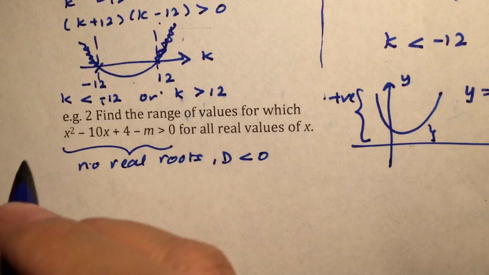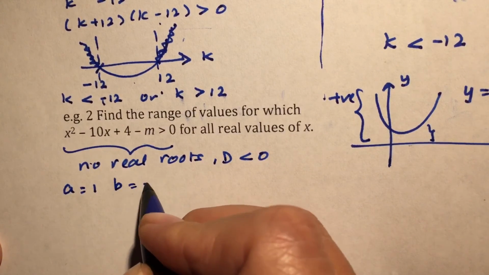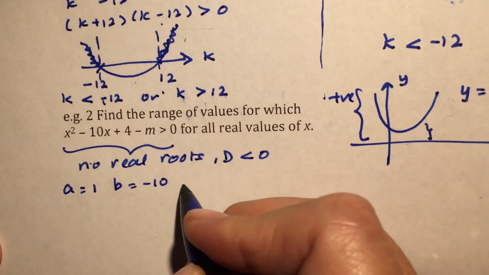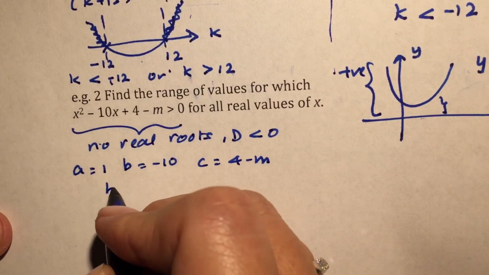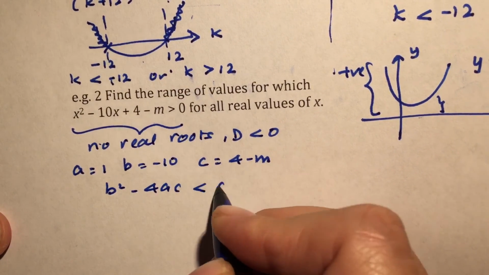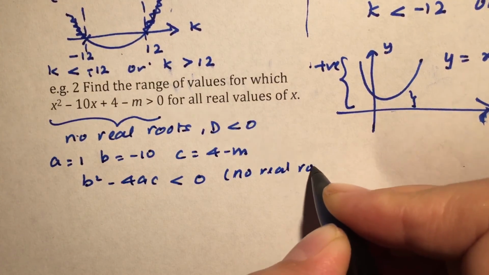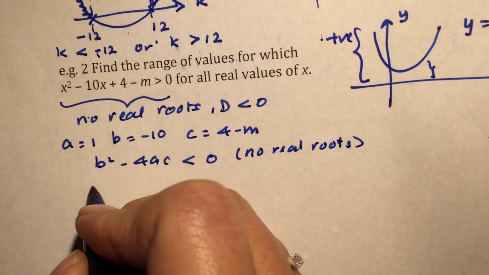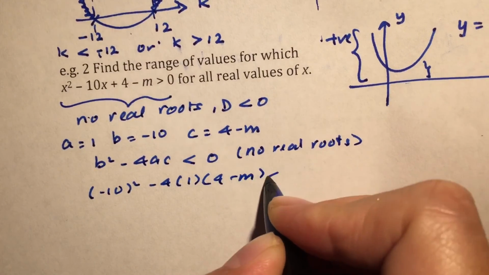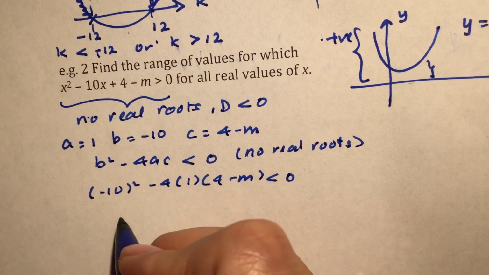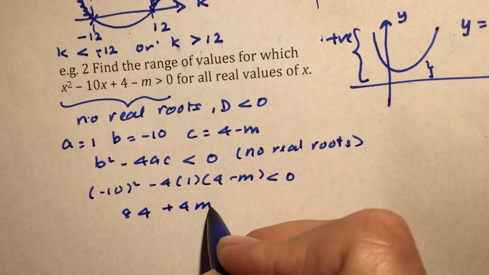Okay, so knowing that, I have A as 1, B as negative 10, because that's the value outside of x, and my C is 4 minus m. And since I know that there are no real roots, b squared minus 4ac must be less than 0. No real roots. And then I will have negative 10 squared minus 4 times 1 times 4 minus m is less than 0. And I'll be able to have it as 84 plus 4m is less than 0.